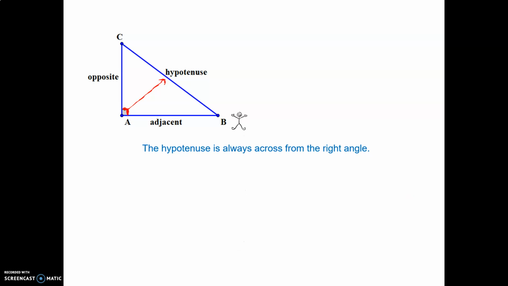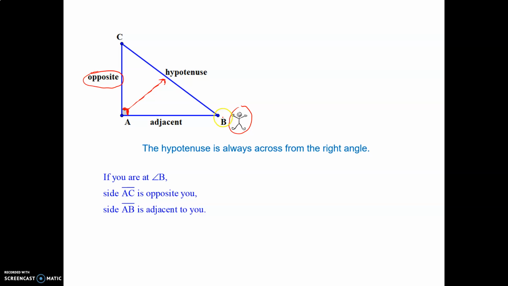Okay, now a guy comes on. You see the guy? He went and he stood at angle B. Okay, if you are at angle B, side AC is opposite from you. So from where he is, the opposite is going to be this side here. Angle B is made by this side and this side coming together at B, see how the opposite side is not one of the sides making up angle B.